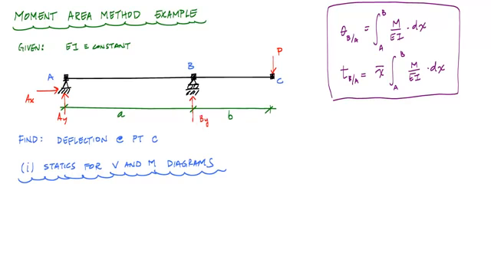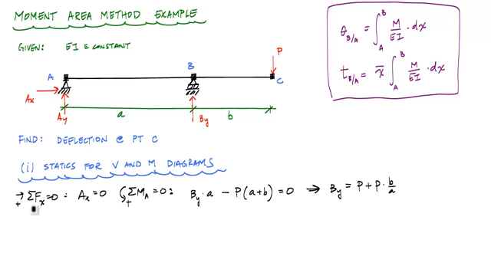And then use the equilibrium equations to solve for these reactions. So here I used some of the forces in the horizontal to get AX equal to 0. I took moments about point A to get my reaction at point B or BY. And this is P plus P times b over a. And then I'll take moments about point B to get my vertical reaction AY. Obviously you could also take the sum of the forces in the vertical. And this tells me that AY is minus P times b over a.